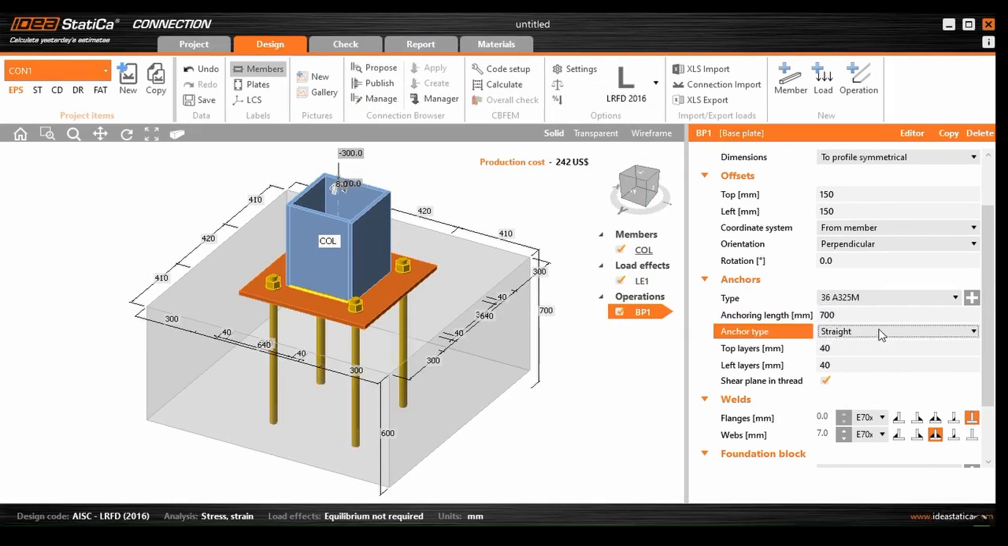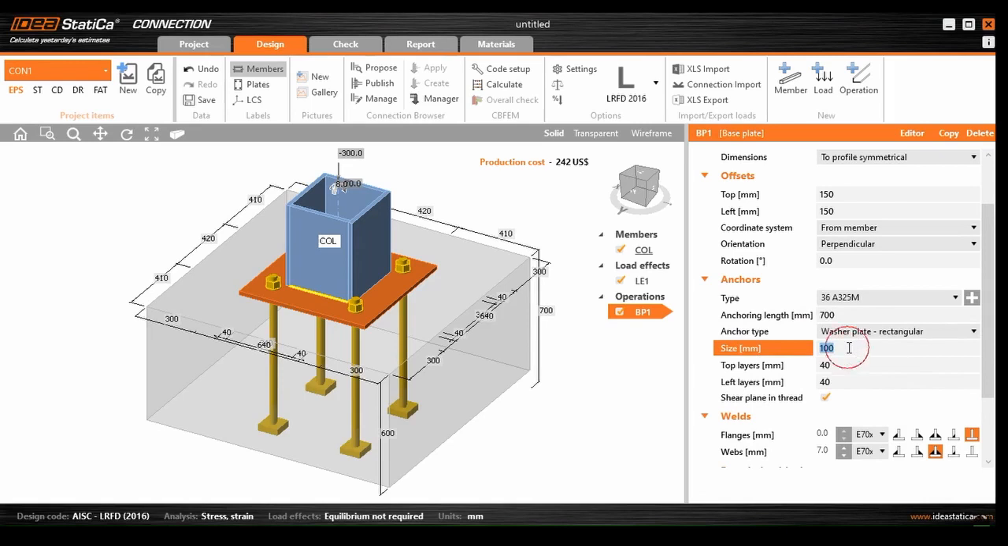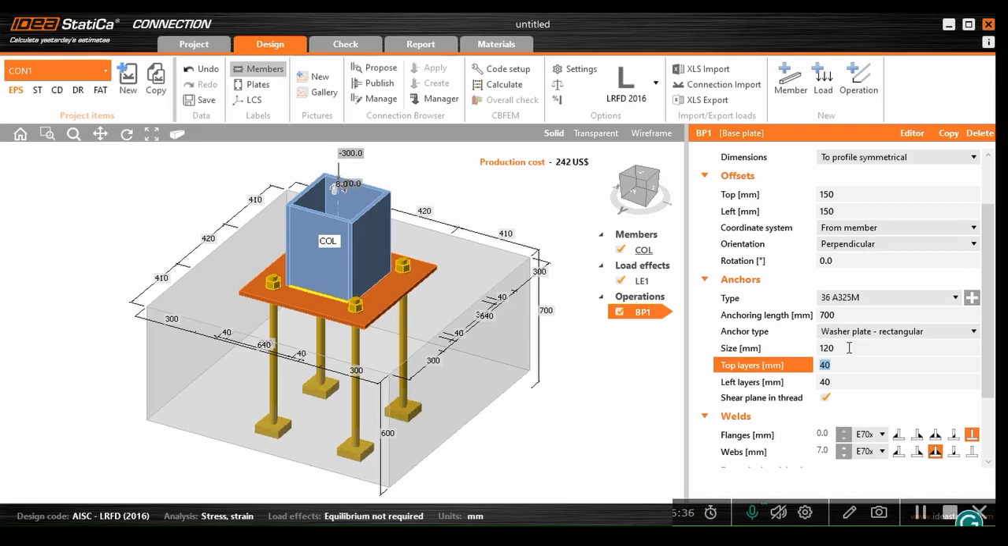Next part, we can choose whether it's a straight anchor or headed. I choose washer plate rectangular. And in the next, you can change the size of the headed anchors. I change 100 to 120. And you can see everything you change here happens in real time on the left side here.